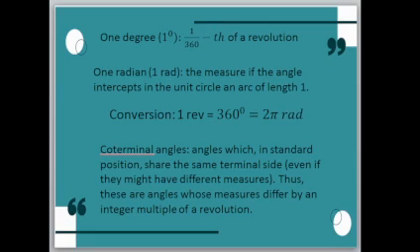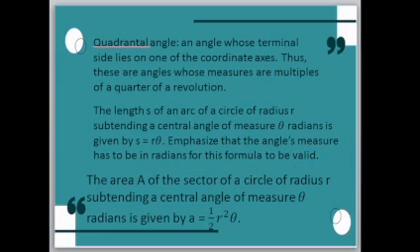And what are coterminal angles? Angles which in standard position share the same terminal side even if they might have different measures. Thus, these are angles whose measures differ by an integer multiple of a revolution. And what is a quadrantal angle? An angle whose terminal side lies on one of the coordinate axes. Thus, these are angles whose measures are multiples of a quarter of a revolution.